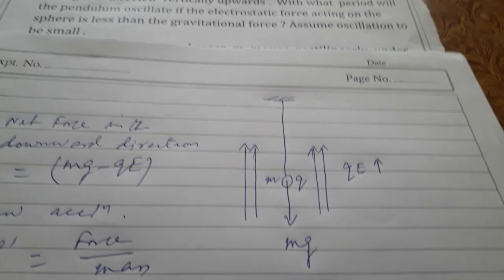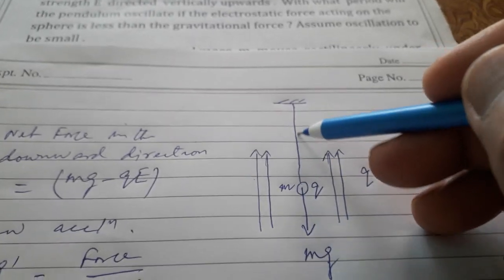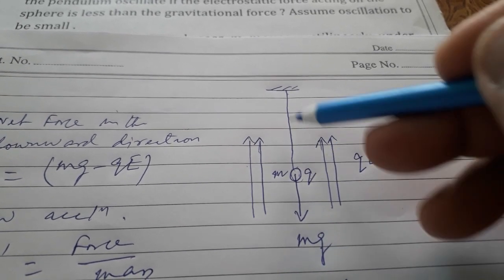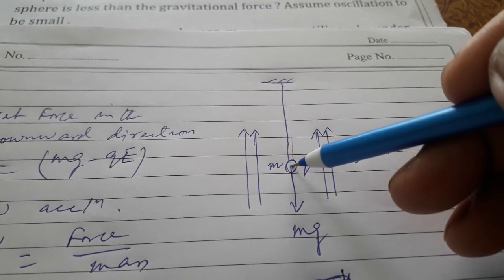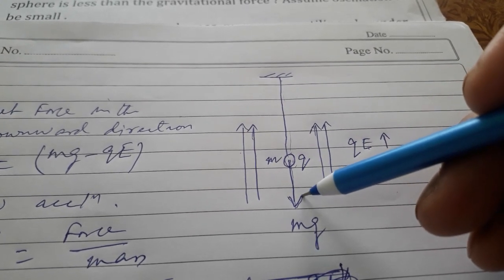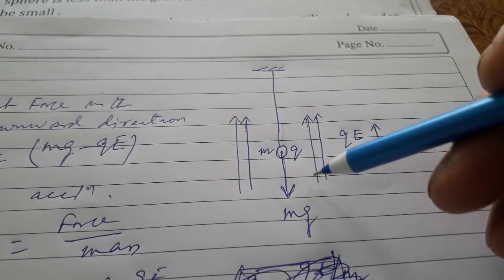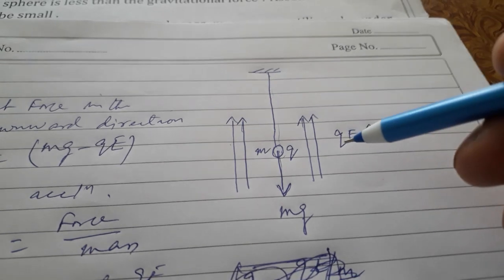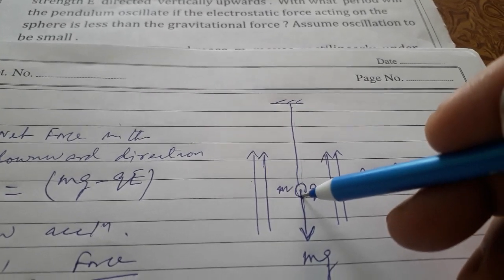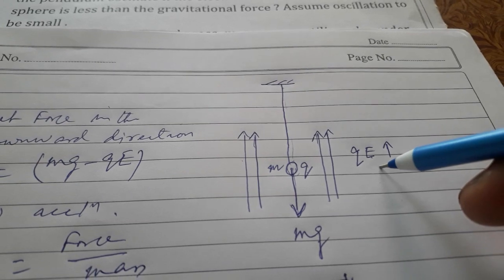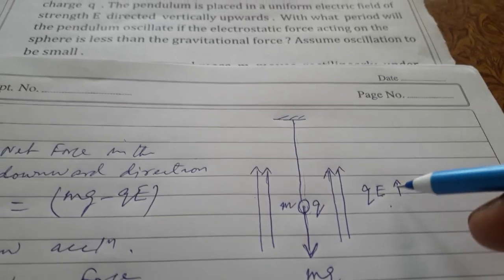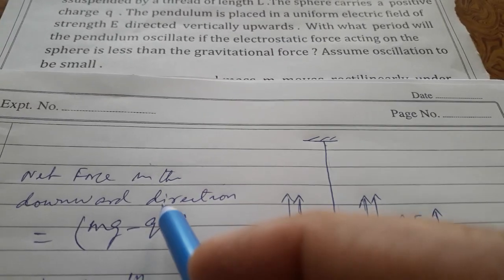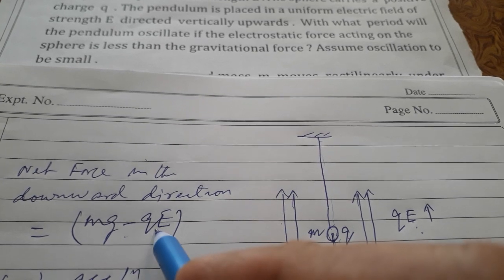Now let us see, this is the situation. A pendulum having mass m carrying charge plus q is suspended in this way, and the weight of the pendulum is vertically downward, that is mg, and the electric field is pointing in the upward direction. So the pendulum will experience a force QE in the upward direction. Since QE is less than mg, the net force in the downward direction is mg minus QE.